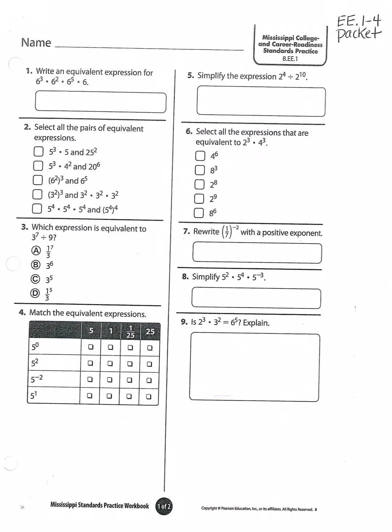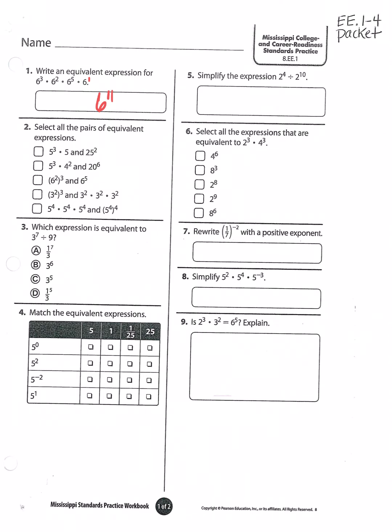Number 1, write an equivalent expression for 6 to the 3rd times 6 to the 2nd times 6 to the 5th times 6. All you have to do is take your base, which is the 6, and then add your exponents. Anytime you multiply, we add exponents. Remember, the one on the end that doesn't have an exponent has an understood 1. So we add 3 plus 2 is 5, plus 5 is 10, plus 1 is 11. So number 1 is 6 to the 11th power.